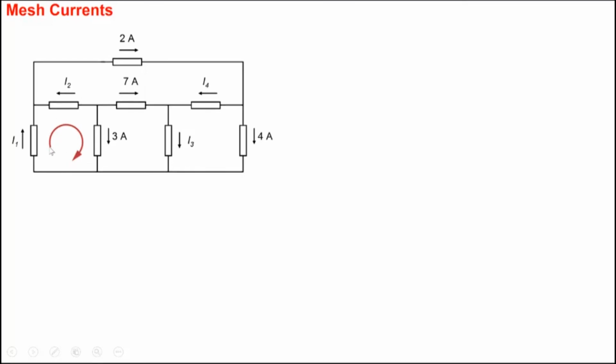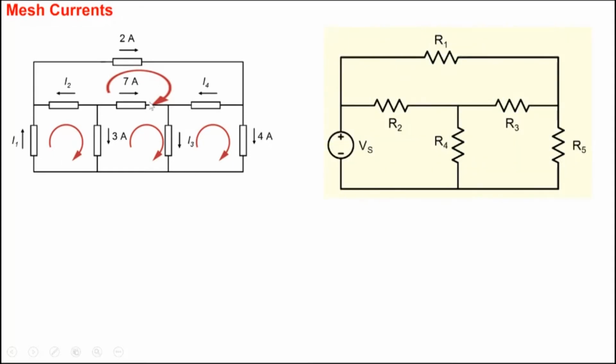What we do is, with each mesh we associate a current. Let's say there's a current flowing in this particular mesh here. This is another mesh, with empty space surrounded by elements. This is another mesh, and there's another mesh here. So we have 1, 2, 3, 4 meshes. Well, let's look at this particular circuit: we have this mesh, this mesh, and this mesh here.